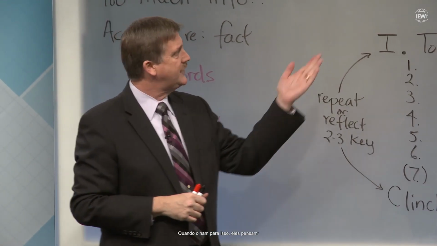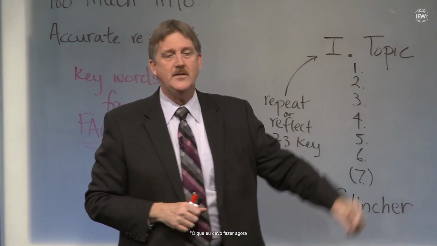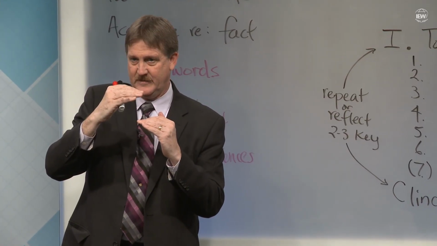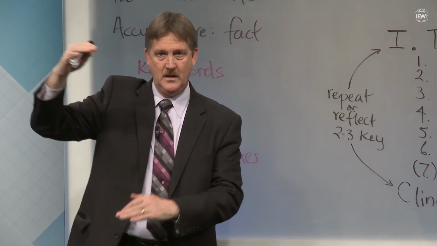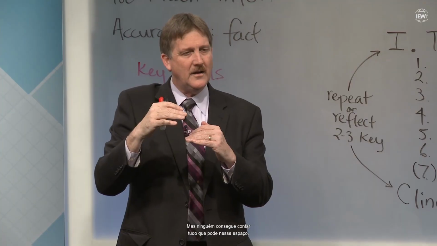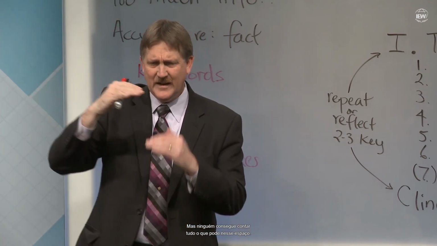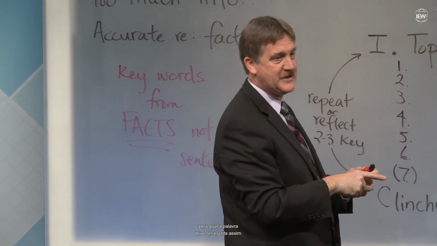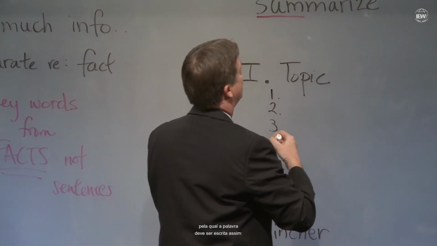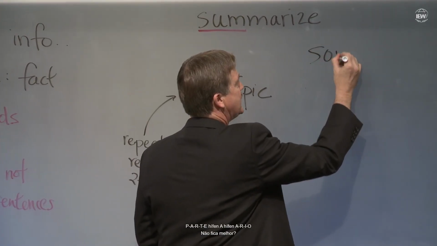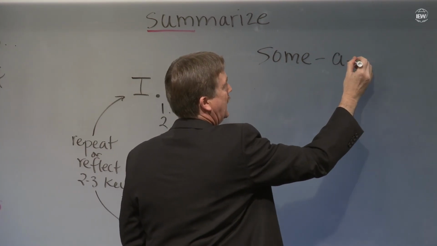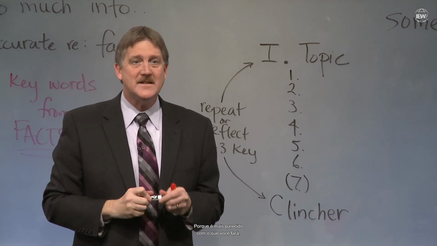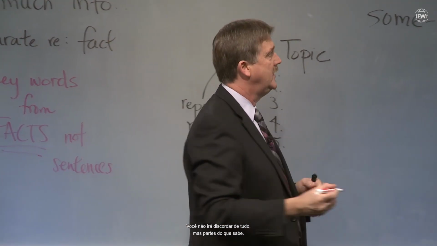So then they look at that and they think, okay, what I'm supposed to do now is tell all that in this much space. Because I'm supposed to summarize it. But nobody can tell all that in this much space. You can only tell some of it, which is why properly spelled, the word would look like this. S-O-M-E hyphen A hyphen R-I-Z-E. Isn't that nice? Because that's what you're doing. You're not telling all of it, you're telling some of it.